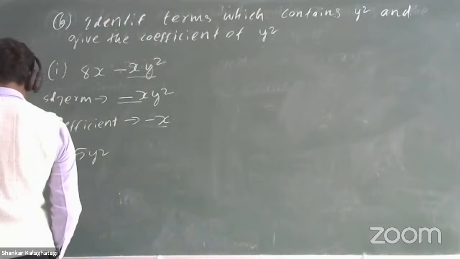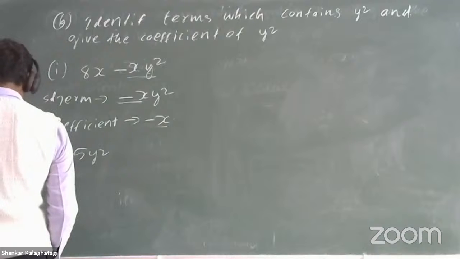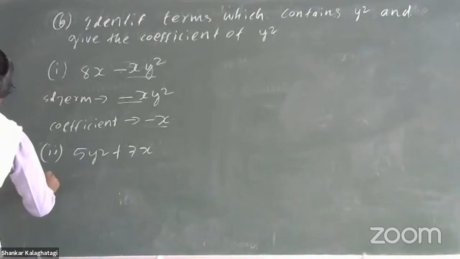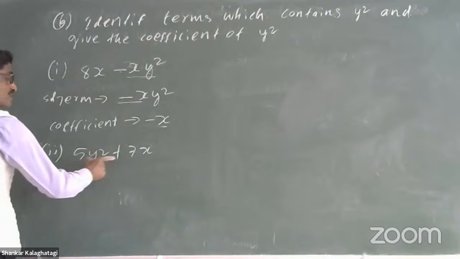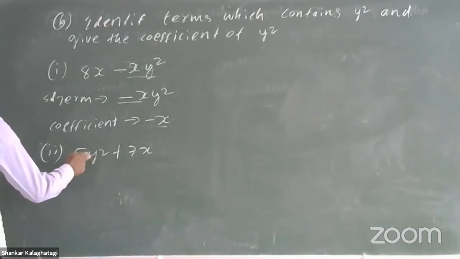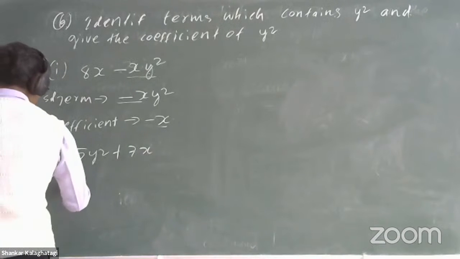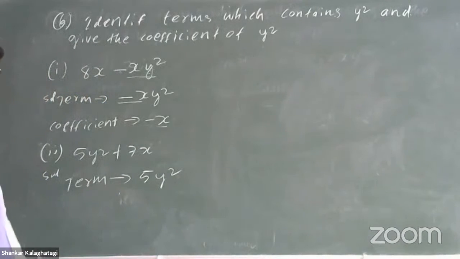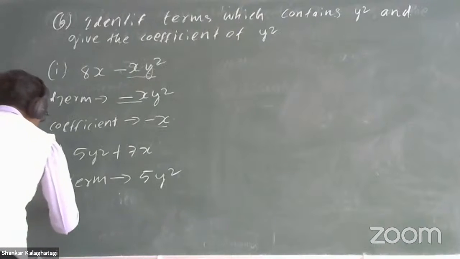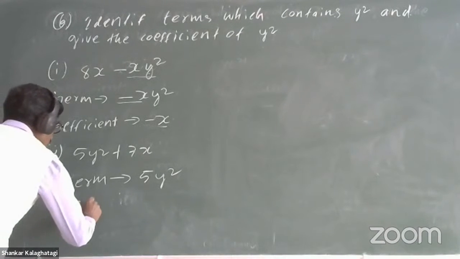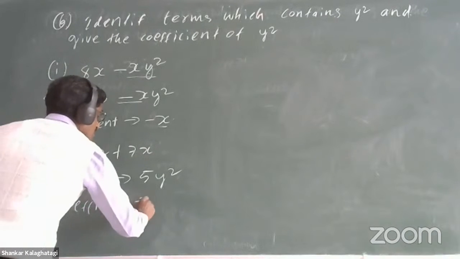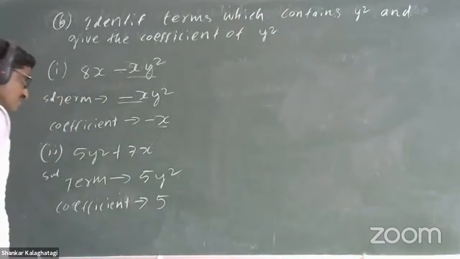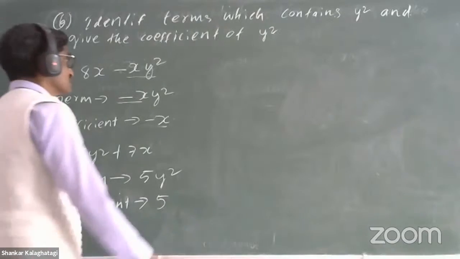5y square plus 7x. Again we have two terms here, 1, 2. But y square is here in this 5y square. So the term 5y square is the term, and the coefficient of y square is 5. Okay? Only 5. Next.